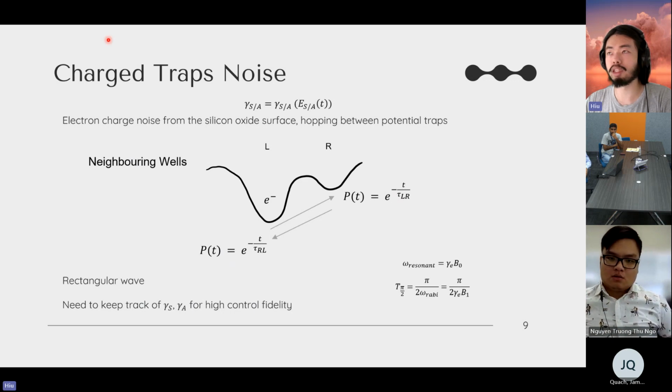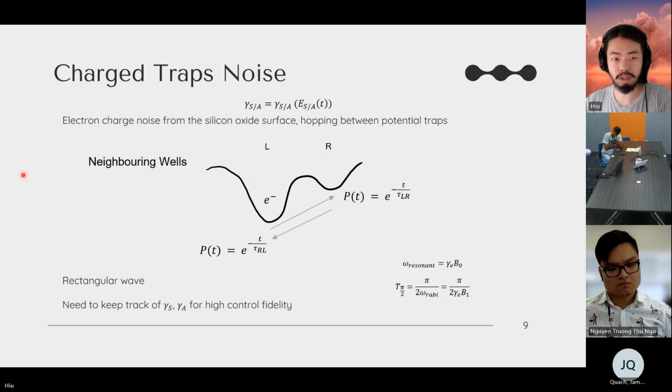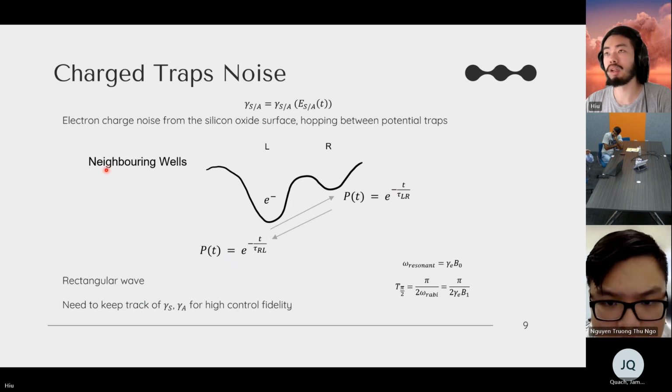Yeah, this is a very simple way to model what's going on. There's probably multiple ones, and the electrons can hop in and out. So you're saying if there were no neighboring wells, then this noise would be completely gone. Is that correct?